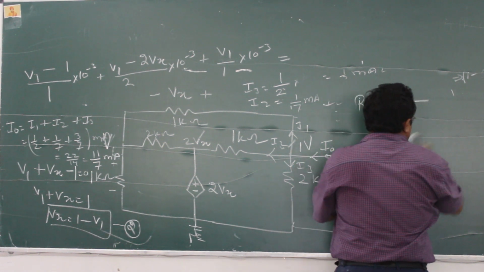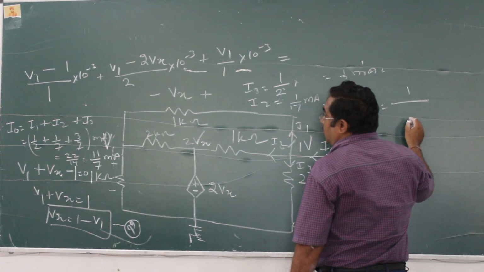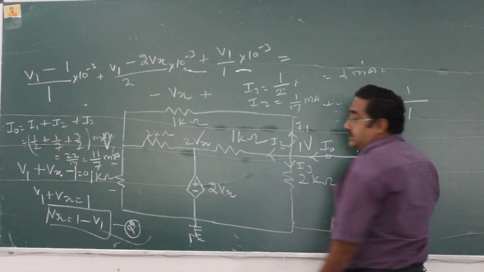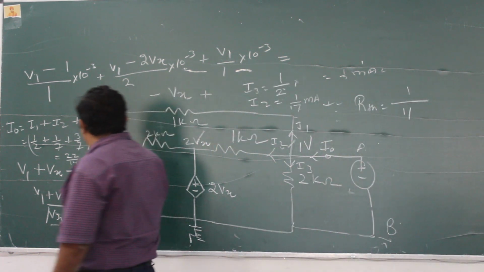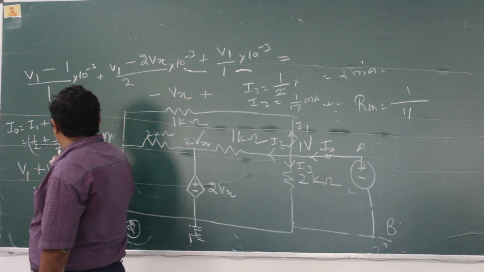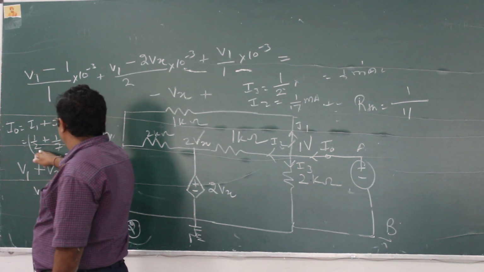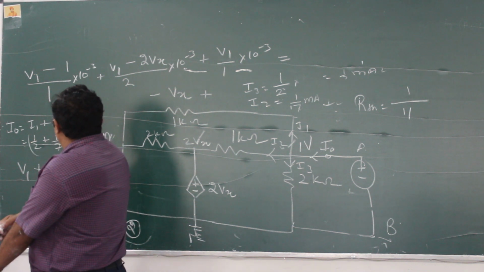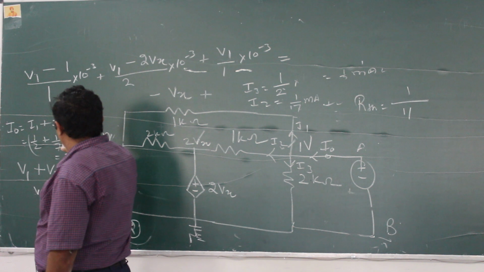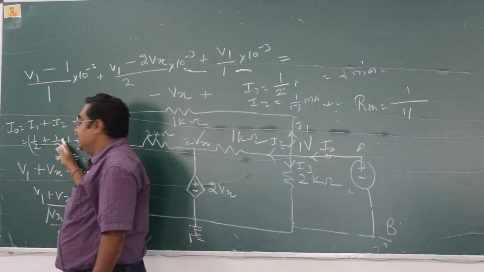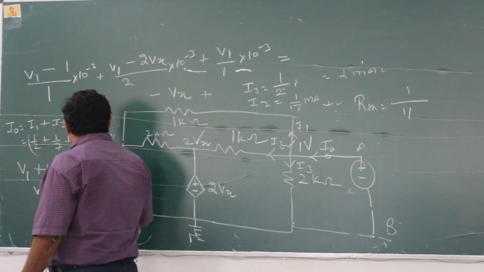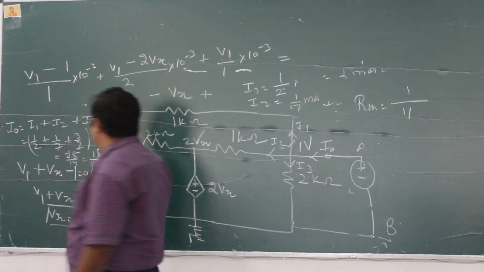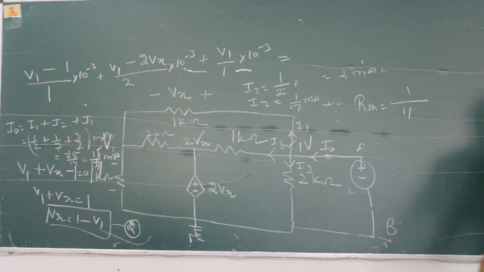So my RTH will become 1 upon I naught. I naught comes out to be how much? If you take LCM 14, then 7, oh it is 7. 7 plus 2, that is 9, plus 6, so it is 15 by 14. No problem. Okay, let me correct myself. Some calculation mistake was there. It is 15 by 14 milliampere.